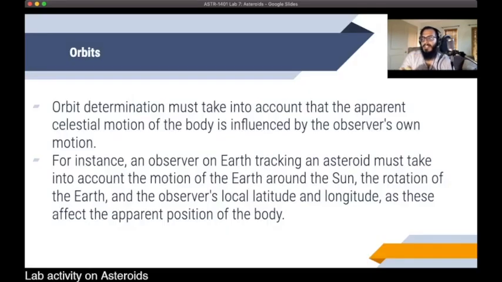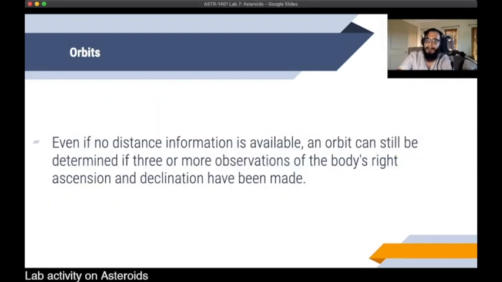The orbit determination must take into account that the apparent celestial motion of the body is influenced by the observer's own motion. For instance, an observer on Earth tracking an asteroid must take into account the motion of Earth around the sun, the rotation of the Earth, and the observer's local latitude and longitude, as these affect the apparent position of the body. Even if no distance information is available, the orbit can still be determined if 3 or more observations of the body's right ascension and declination have been made.